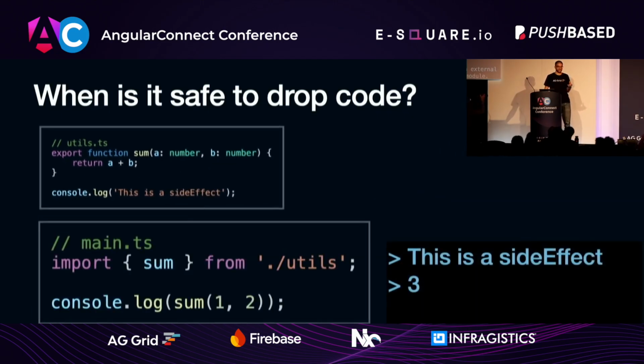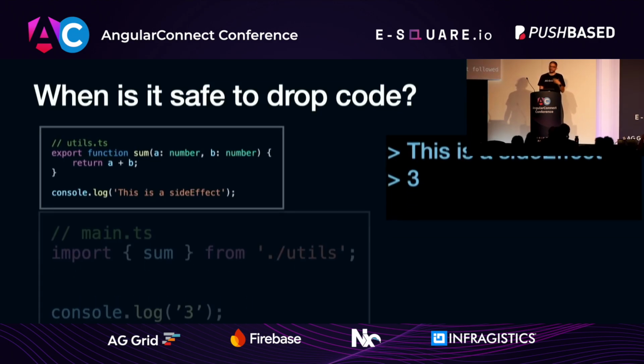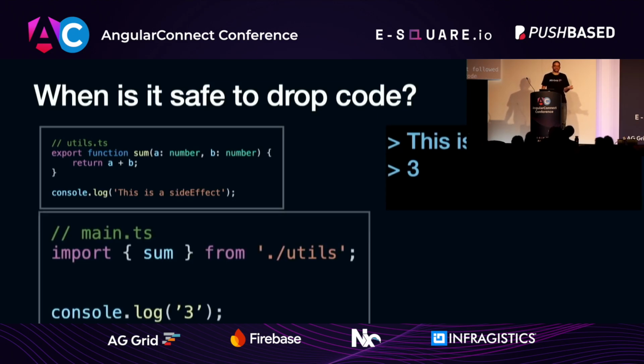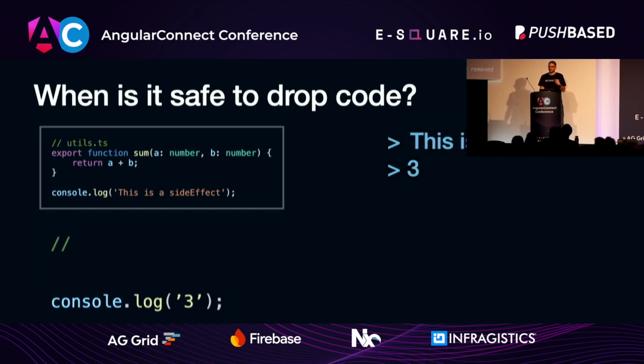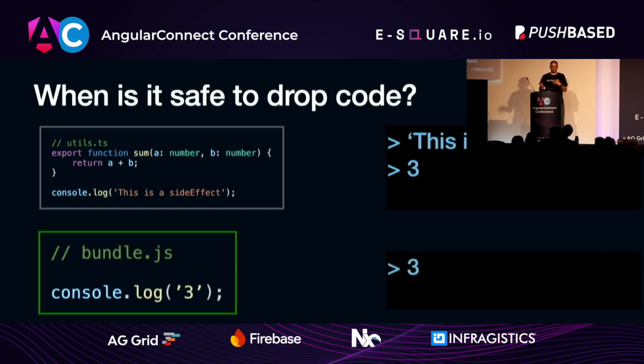So if we use this sum function, what you're going to see in the console is, this is a side effect, followed by the sum. If we then updated our code, where we didn't actually use the sum function, we just logged the answer directly, and then our bundler removed that unused import, what we have now is a different result. So the thing to be aware of here is we have to be careful, or the bundler has to be careful and know that the code it's going to drop hasn't got some side effect, because otherwise it could be potentially broken.